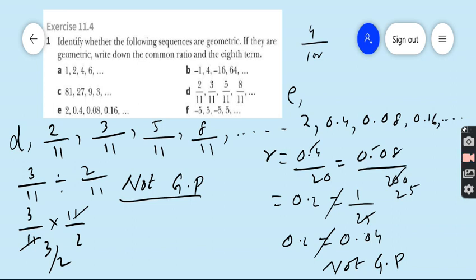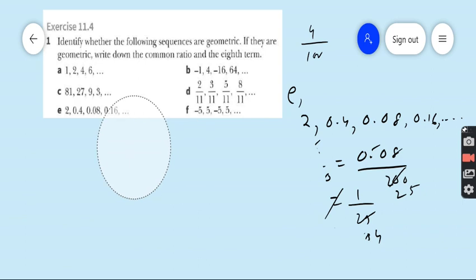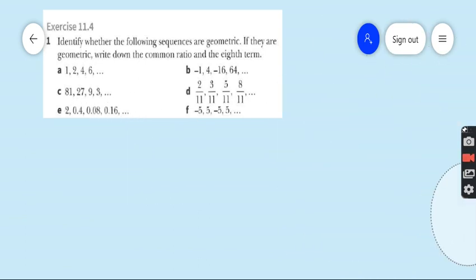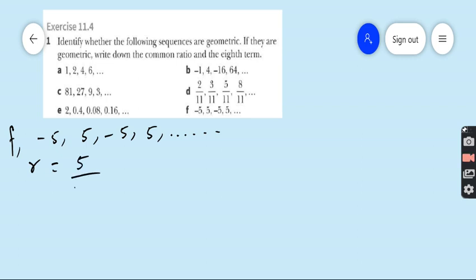Now move to the last part, F. Part F is minus 5, 5, minus 5, 5, and so on. So check whether the sequence is geometric or not. Obviously it is geometric because the ratio is the same throughout, that is minus 1.